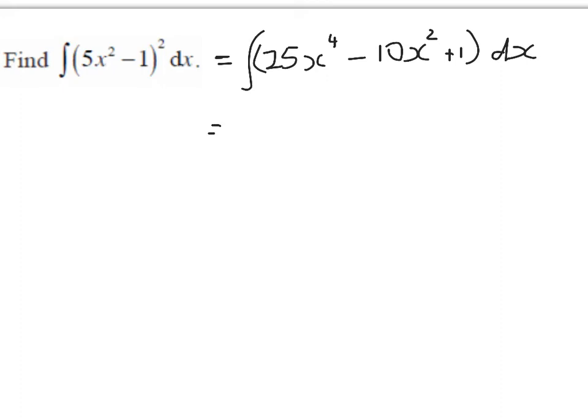So that will give me something, x to the power of 5. I want to end up with 25, so it'll be 5x to the power of 5 minus x to the power of 3. I want to end up with 10, so I need to divide through by 3, plus x plus c. Okay, that's all for that one.